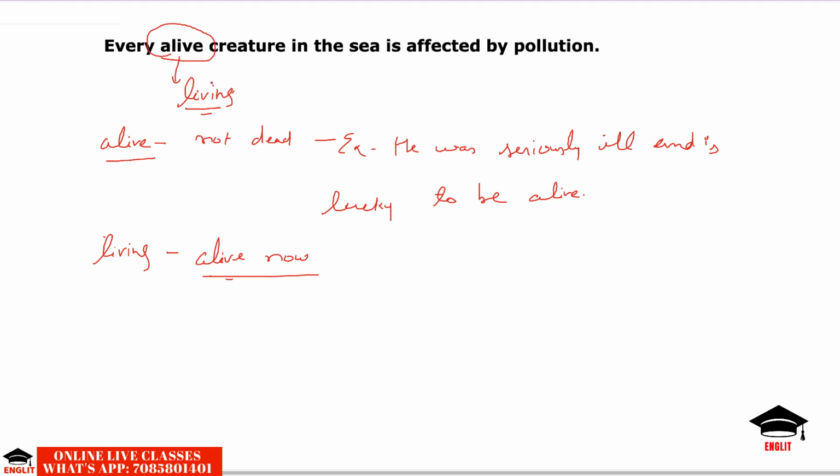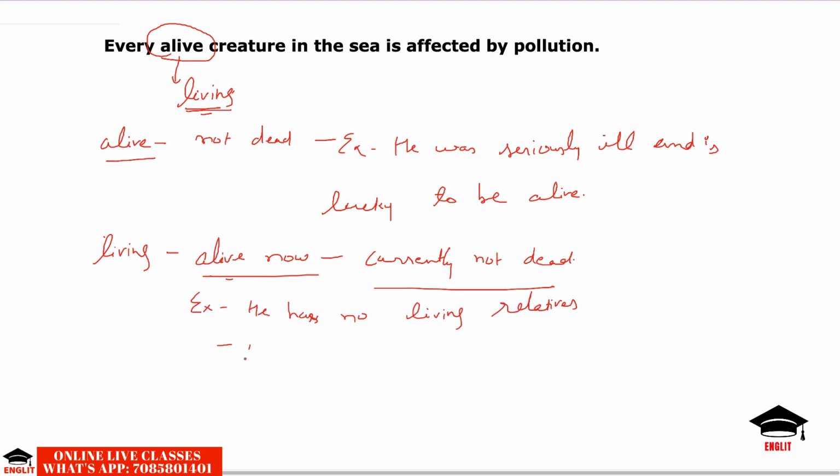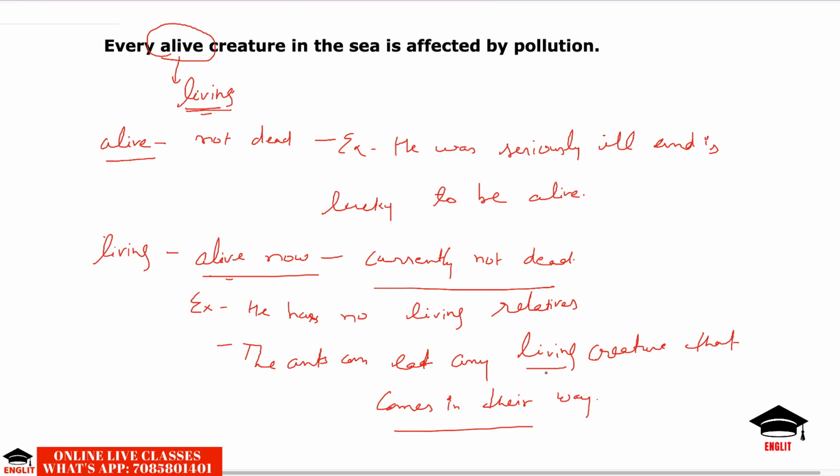So here we mean every living creature, every presently alive creature, the creature which are alive currently, alive now or currently not dead. Example, he has no living relatives. The ants can eat any living creature that comes in their way. So living is currently alive and alive simply not dead.